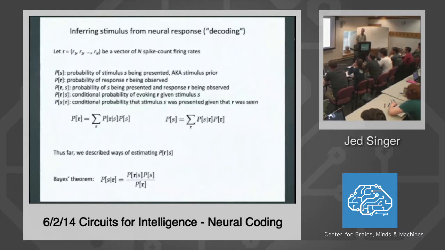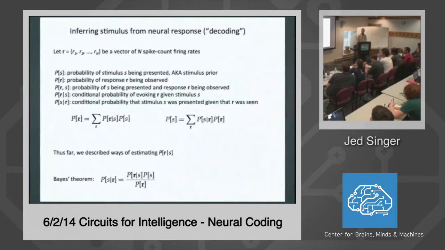So we've got P of S. S is the stimulus. P of S is the probability of stimulus S being presented. This is also known as the stimulus prior. P of R is the probability of response R being observed, the response prior. P of R and S is the probability that S was presented and response R was observed. This is also called the joint probability between R and S.